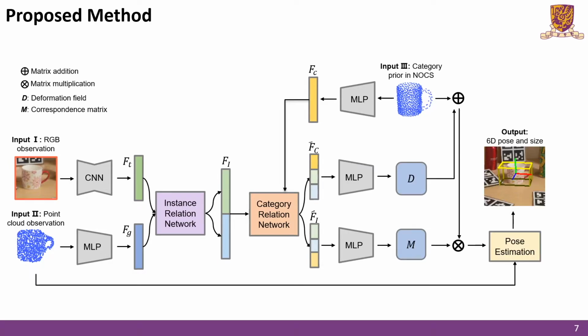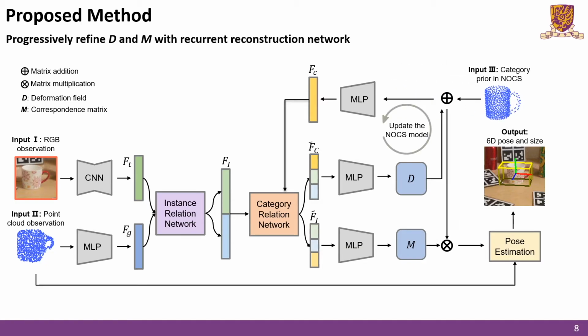Before describing the recurrent reconstruction network, let's first recall the conventional single-stage scheme. In the single-stage scheme, starting from the category template, we predict a deformation field to deform the template and reconstruct the NOCS model for the observed instance. We further predict a correspondence matrix to match the observed point cloud and the reconstructed point cloud. Finally, the pose is estimated from dense correspondences.